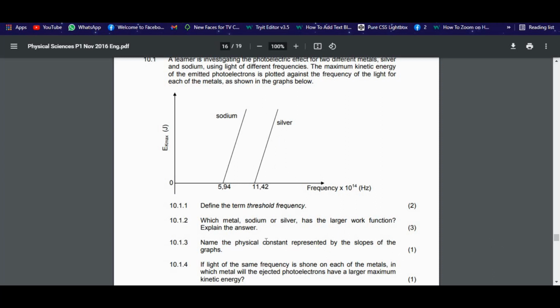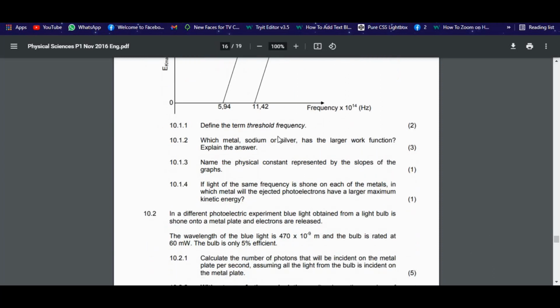Table 1.3, the physical constant represented by the slopes, that's Planck's constant. 10.1.4, if light of the same frequency is shone on each of the metals, in which metal will the ejected photoelectrons have a larger maximum kinetic energy? They'll definitely be sodium. Smaller threshold frequency, remember? Which we dealt with earlier on, a lower frequency, larger wavelength.